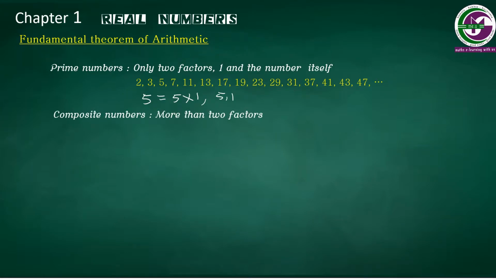Now composite numbers. Composite numbers are the numbers which have more than two factors. So the composite numbers are 4, 6, 8, 9, 10. If you're taking 4, 4 can be written as 4 times 1 is one option and 2 times 2 is another option. That means 1, 2, 4 are the factors of 4. You will get more than two factors. So there are three factors for 4, and for 6, 8, whatever number you are taking from the composite list, you will get more than two factors.